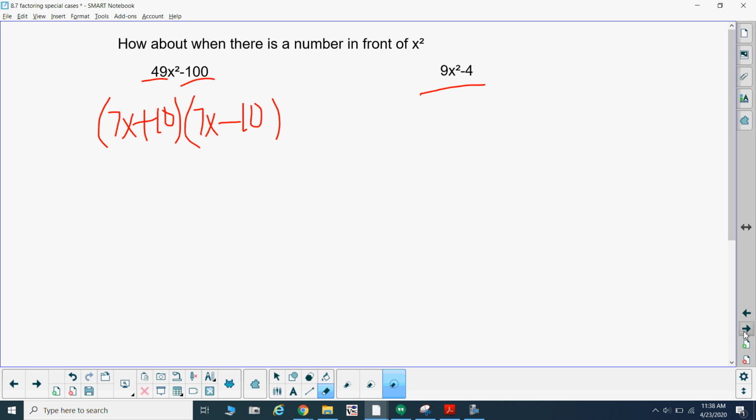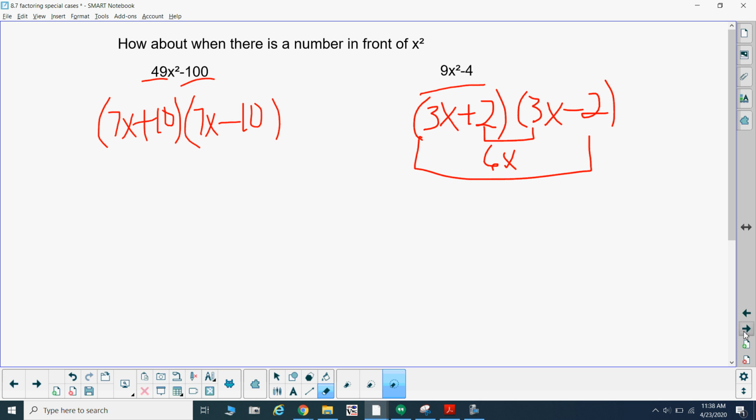This one too, both terms are perfect squares. Square roots are 3x and 2, so it would be 3x plus 2 and 3x minus 2. We can double check to make sure the middle terms cancel out. There's 6x in the middle, and there's negative 6x. So those two would cancel each other out.